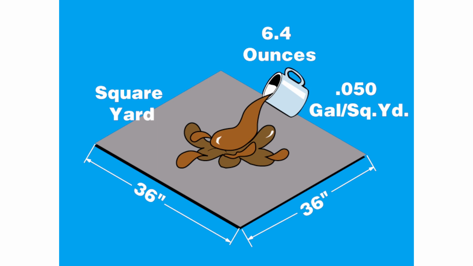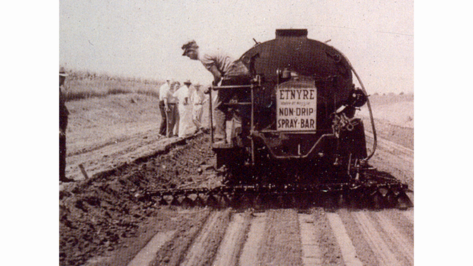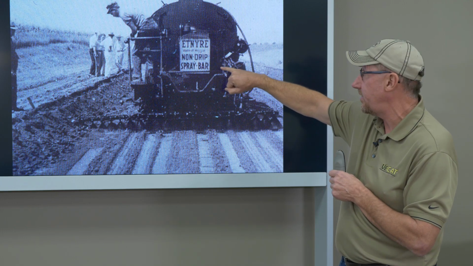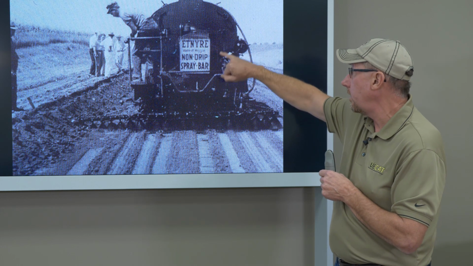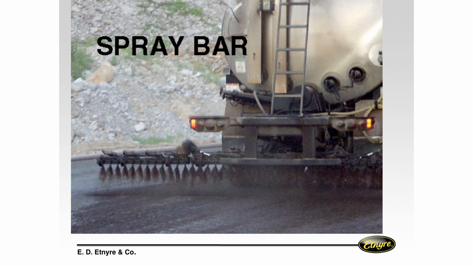Very difficult to do. Even if I gave you a paint roller and said paint it out there, 6 ounces of oil is such a little amount that it's hard to get that uniform coverage. So we put a lot of things in place in order to do that. This is my old funny picture I throw in presentations just because it's everything that's wrong with the job. No base compaction, no drainage as you can see, but we are working on the Etnyre non-drip spray bar, and we're still working on it to this day. We've never developed one in 120 years that doesn't drip, so they're all going to drip, but we still are working on it.